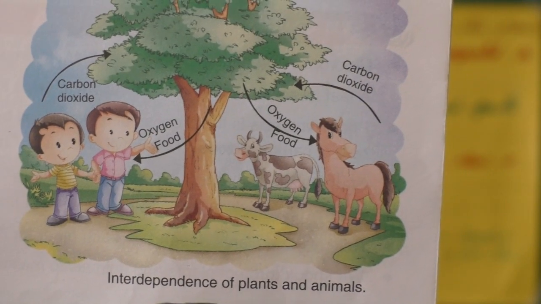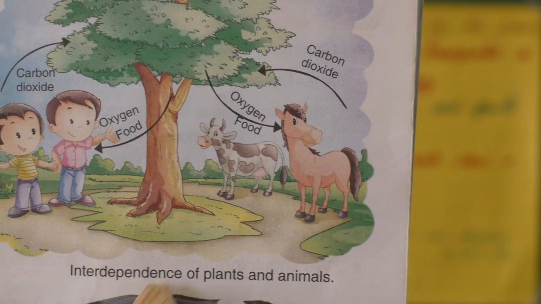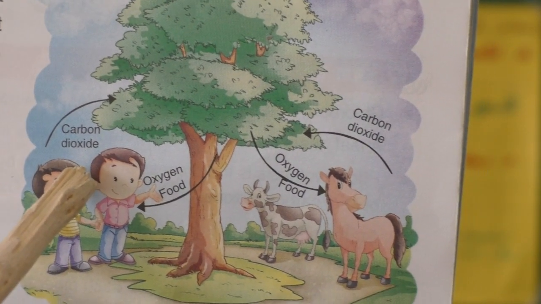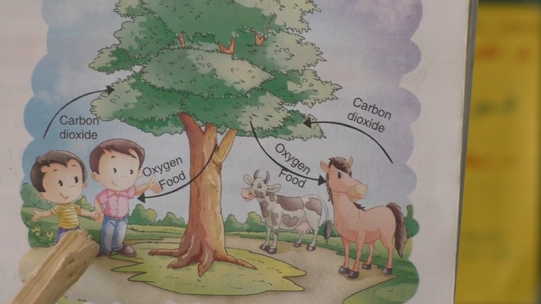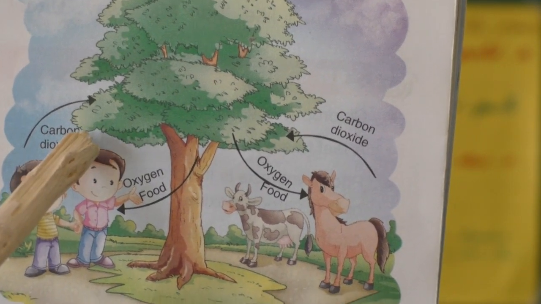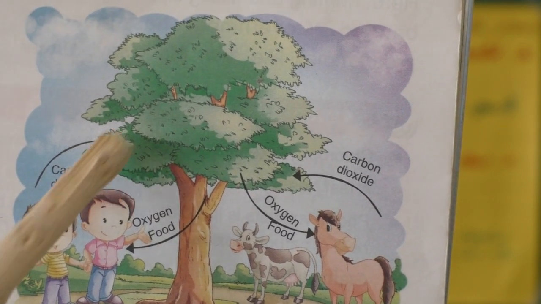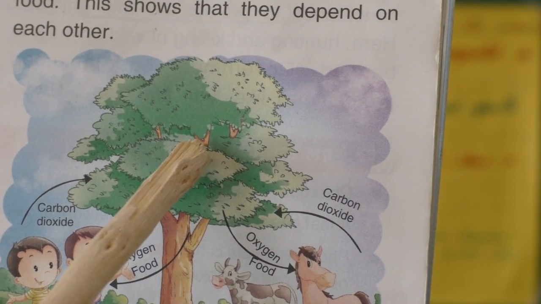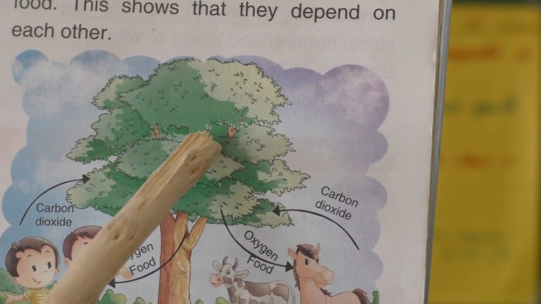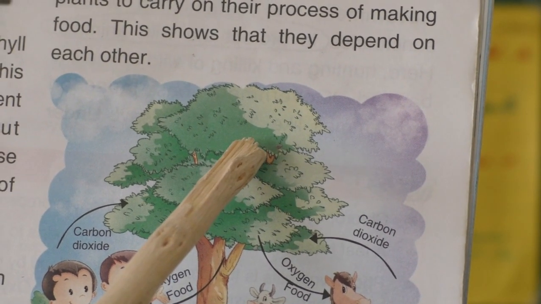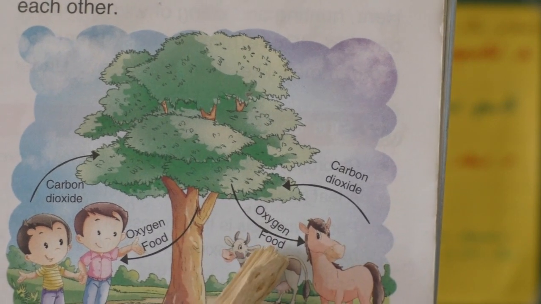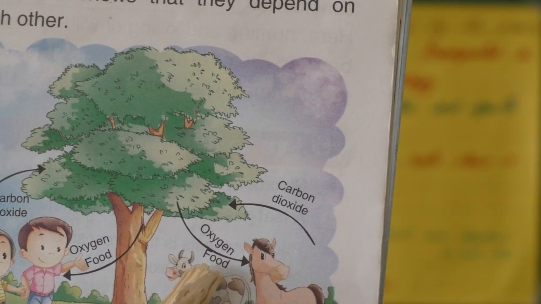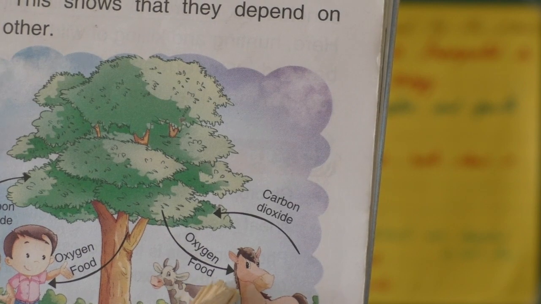See, interdependence of plants and animals. Look at the picture closely. Carbon dioxide. We are breathing, no? We are breathing, and carbon dioxide is released out. That carbon dioxide is taken by the plants for the photosynthesis process. Then at the end result of photosynthesis, plants release oxygen. See, look here, oxygen. Look at the arrow mark too. Oxygen is released out and food also comes. That food and oxygen we are utilizing here.